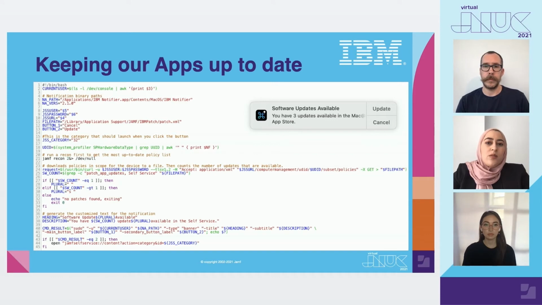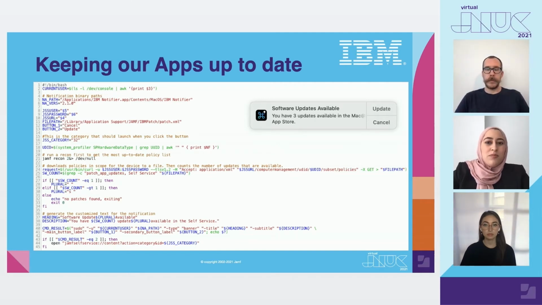On this slide, we are sharing a sample code snippet based on a patch notification workflow we have in our production environment at IBM. Just for some background, for app patches, we have a dedicated category in self-service where users can see any pending updates. Each of those self-service policies are given the same event trigger of patch app updates.